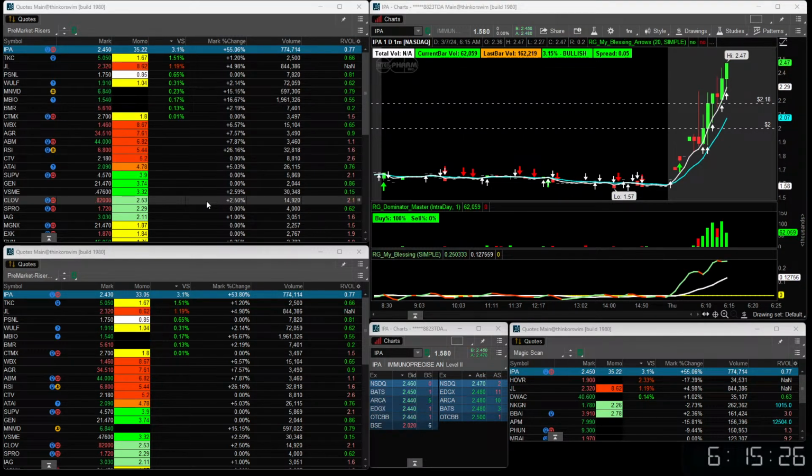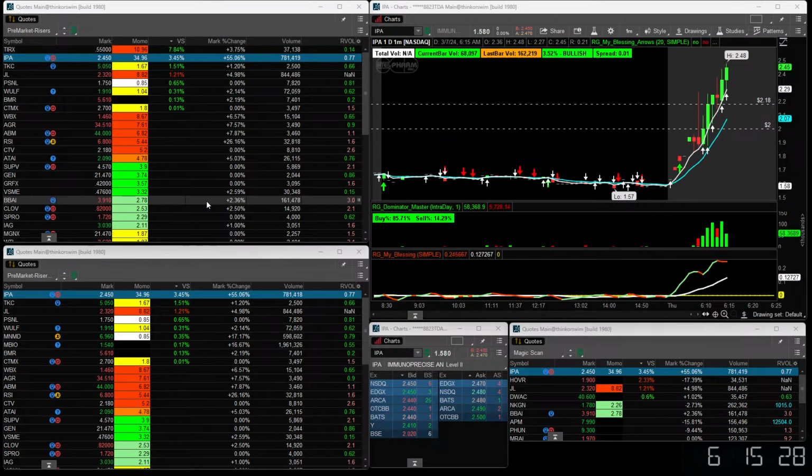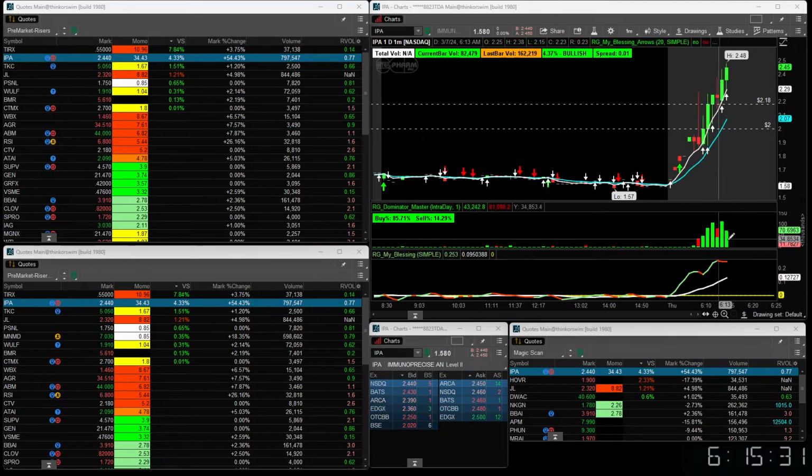Watching the Dominator bars, they're green and growing. When you hear me say that, that's this indicator down here.